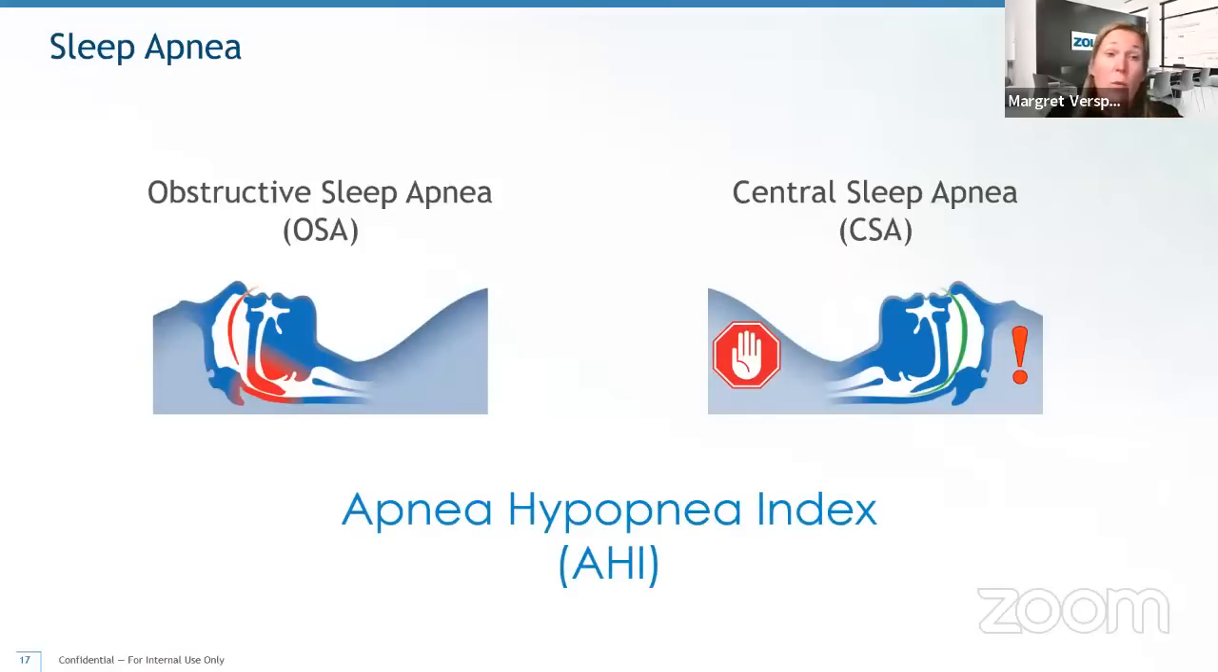Like I already mentioned, the obstruction leads to an arousal, the arousal leads to a short awakening, and the airway opens up. This is the end of the event when the airway opens up. So we count all the events per hour, based on the total sleep time, and then we can calculate the number of apneas and hypopneas per hour. That's what we call the apnea-hypopnea index. I will pause here for a minute. Are there any questions?